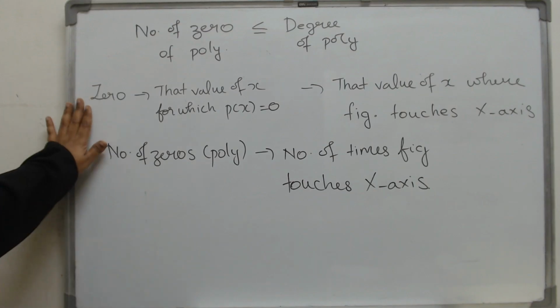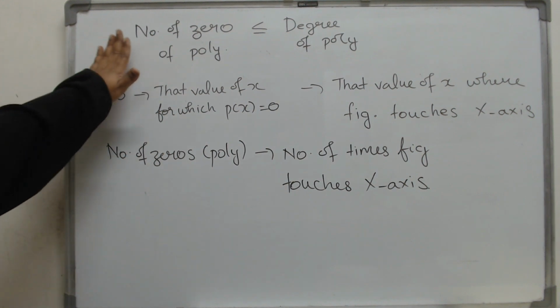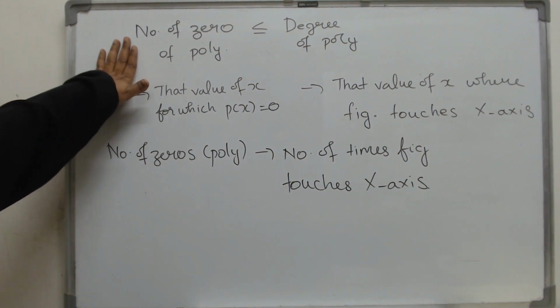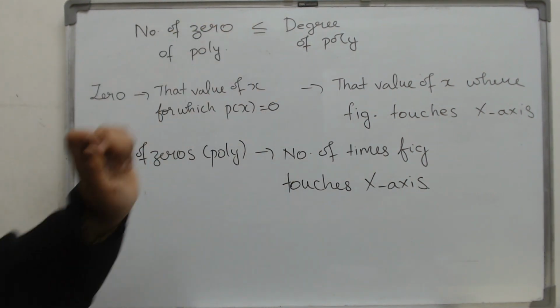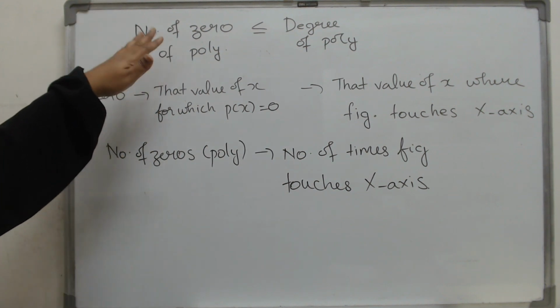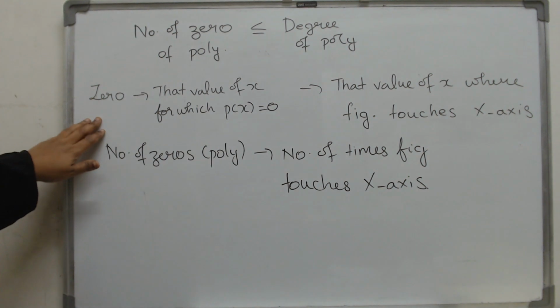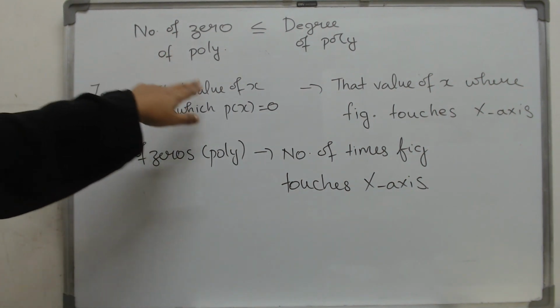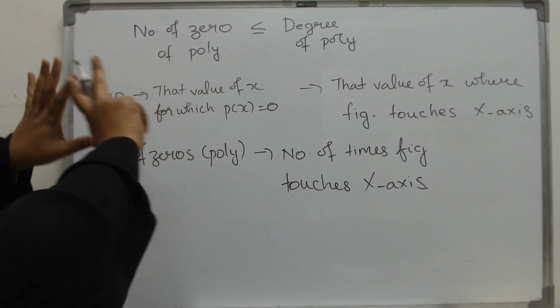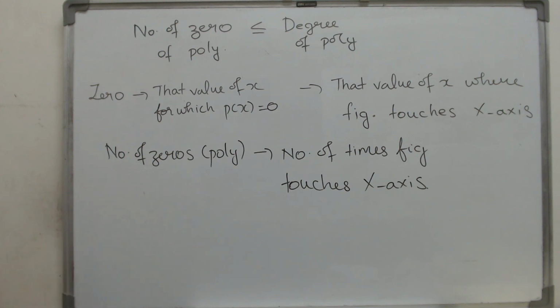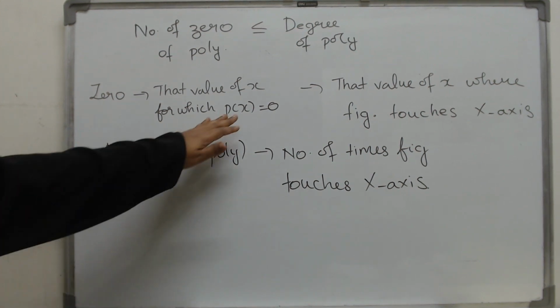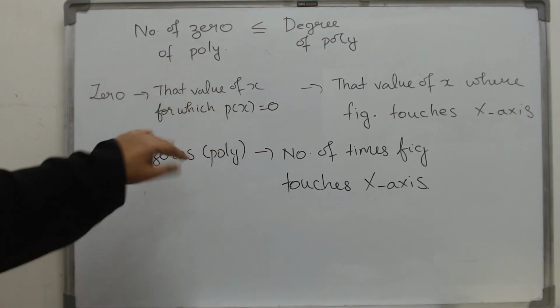Now we move on to the next topic. How many zeros can your polynomial have? It depends on the degree of the polynomial. The number of zeros always has to be less than or equal to the degree. Now, what is a zero? Zero is that value of x for which the whole polynomial is 0. But then, where did you plot the values of the whole polynomial?